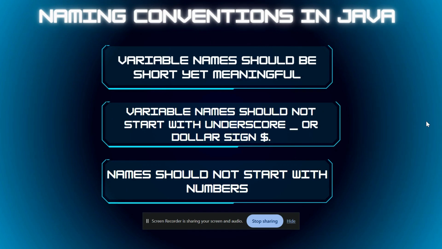And variable name should not start with underscore or dollar sign. It's actually a rule set by Java development, so we should follow the rule. It should not start with underscore or dollar sign, and mainly name should not start with numbers. Numbers can be in between of a variable name or even at the ending, like A1, B1, C1, but it should not start with numbers. Okay, I hope you understood.